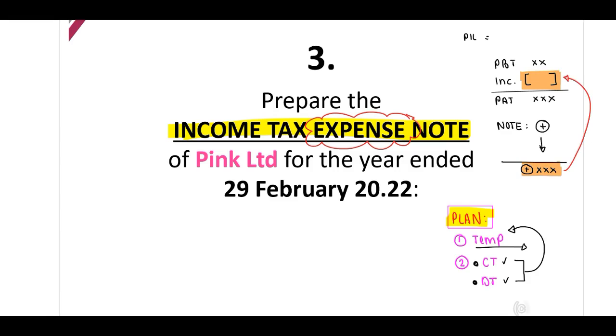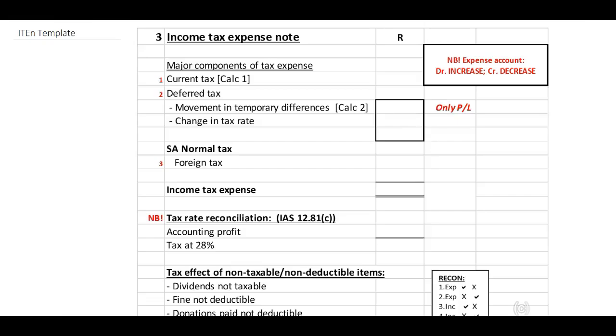Now, in terms of our income tax expense note, my plan of action, remember, is to include my template. Now, this is your template. If you look at part B of your IFRS textbooks, there should be similar templates. Flag this, know this. Very important, remember, this is an expense account. Therefore, it will increase on the debit side and decrease on the credit side.